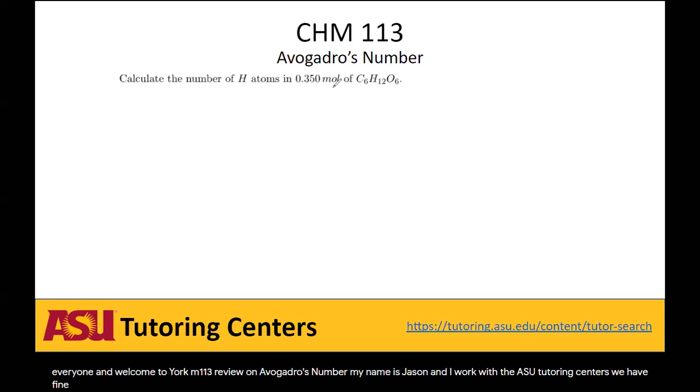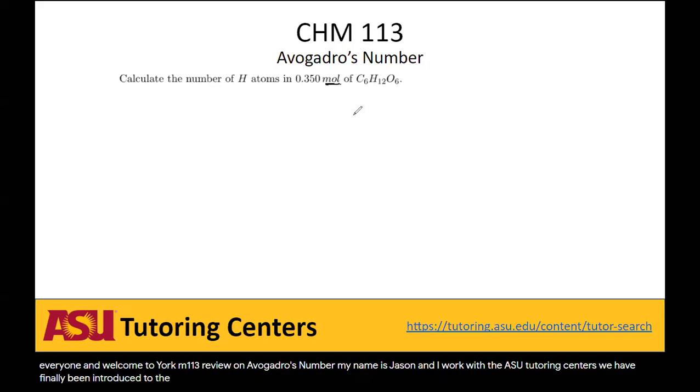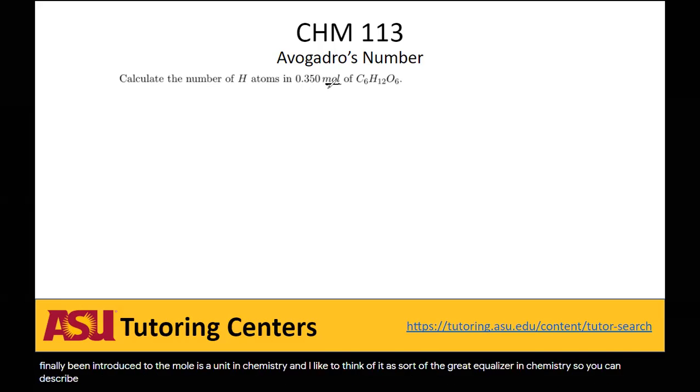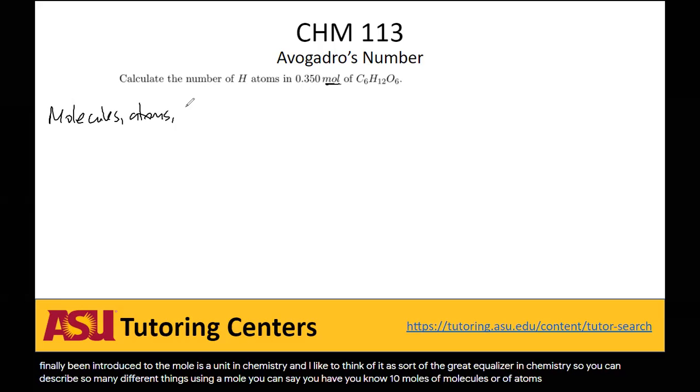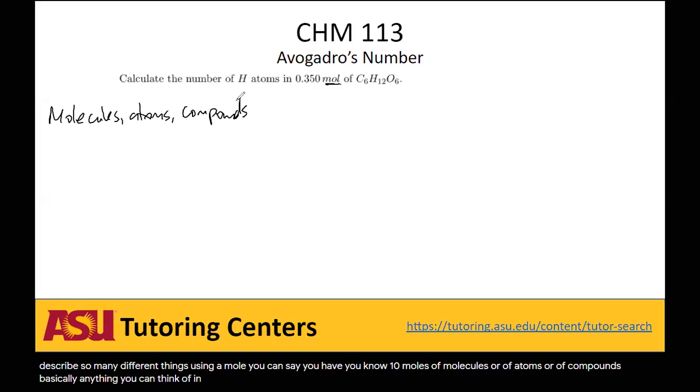We have finally been introduced to the mole, MOL. It is a unit in chemistry, and I like to think of it as sort of the great equalizer in chemistry. So you can describe so many different things using a mole. You can say you have 10 moles of molecules, or of atoms, or of compounds. Basically, anything you can think of in chemistry, you can describe the amount of that thing you have using moles.